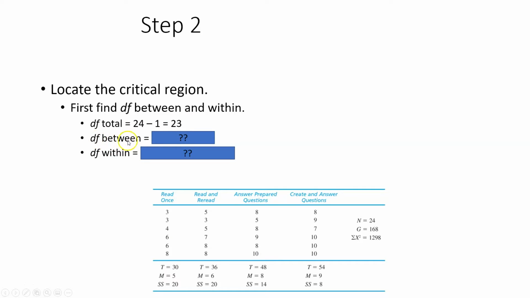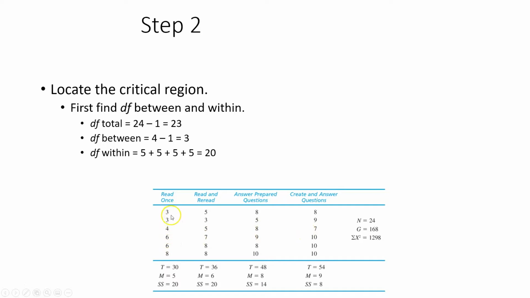How do we compute the degrees of freedom between? Remember, it's the number of conditions minus 1. 4 conditions here, minus 1 is 3. The degrees of freedom within, remember, this is the number of scores in each condition minus 1. And you add them all up.